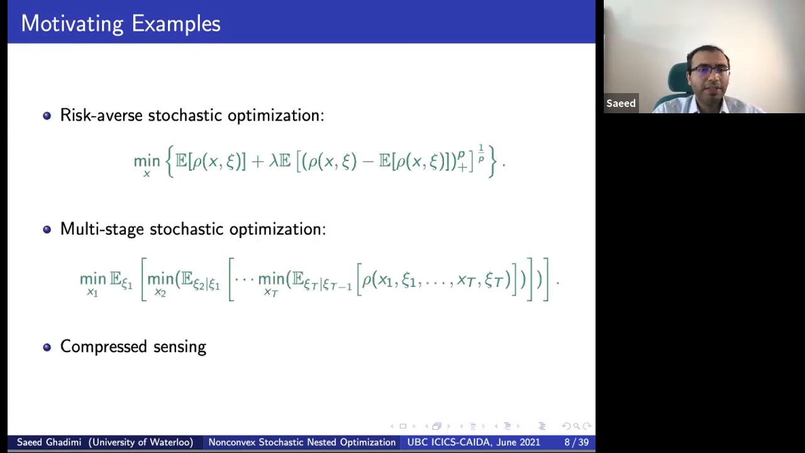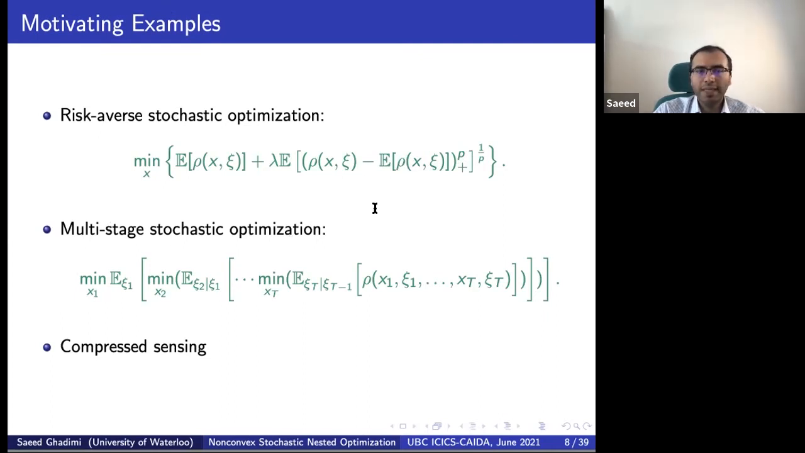The next example is risk-averse stochastic optimization. So you want to minimize the semi-deviation risk function. So you want to minimize this objective function. So here, the first term is linear in terms of the expectation, but the second term, as you can see, there is a nonlinearity here. So we have the expectation, and there is a composition of a nonlinear function and that expectation.